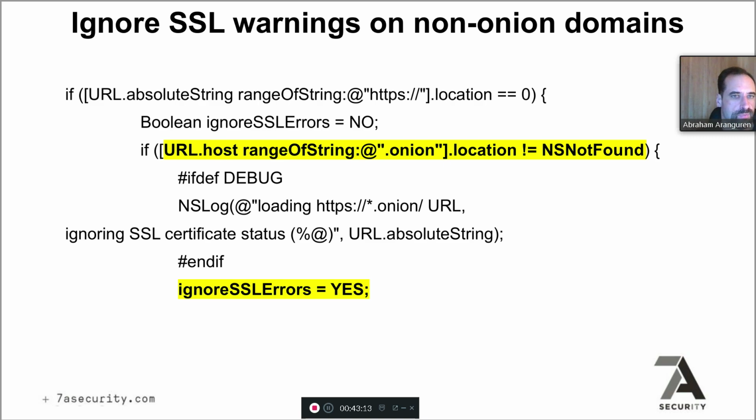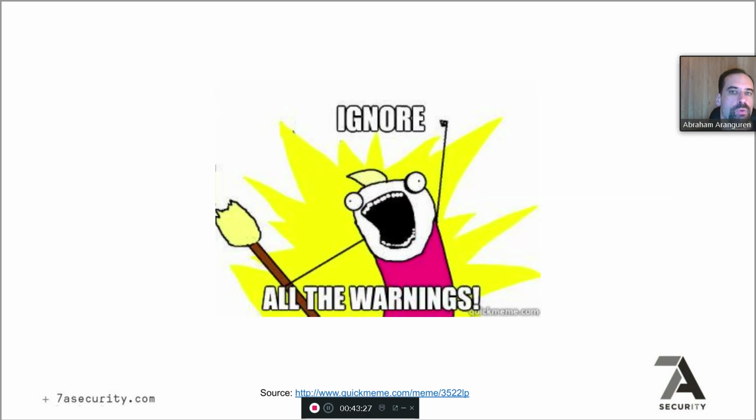So not is basically true, right? So this is like a stupid double negation. So this means that it is found, right? So if .onion is found somewhere on the host, then all SSL errors will be ignored. So what can we do with this? We can exploit this to ignore SSL warnings.